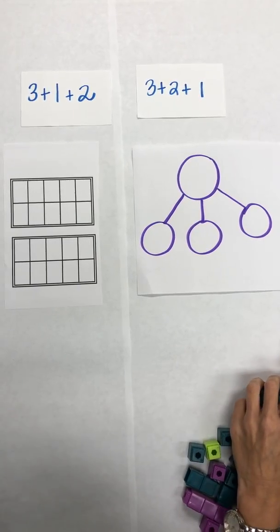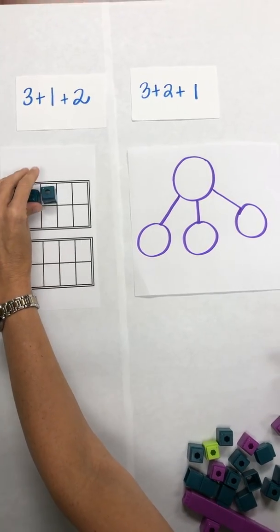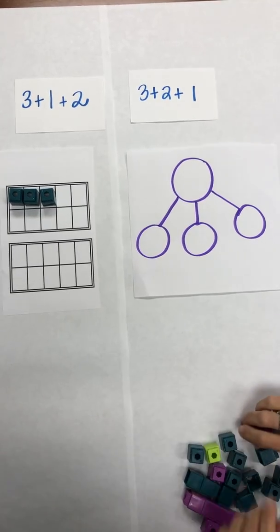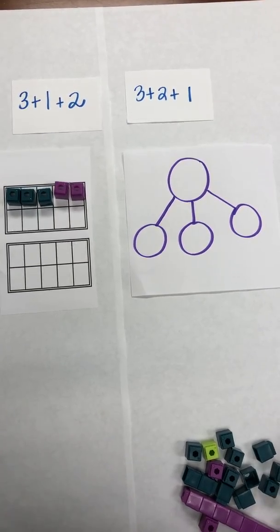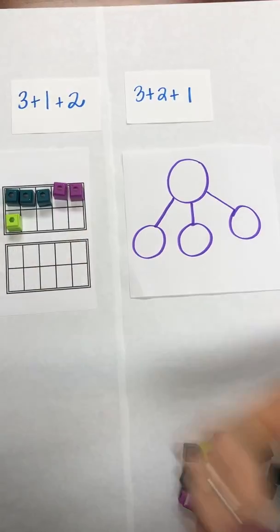So then I would want to represent 3 on my 10 frame. And then I would represent adding the 2, which I should know completes my top of the 10 frame because that is 5. And then one more, which would give us 6.